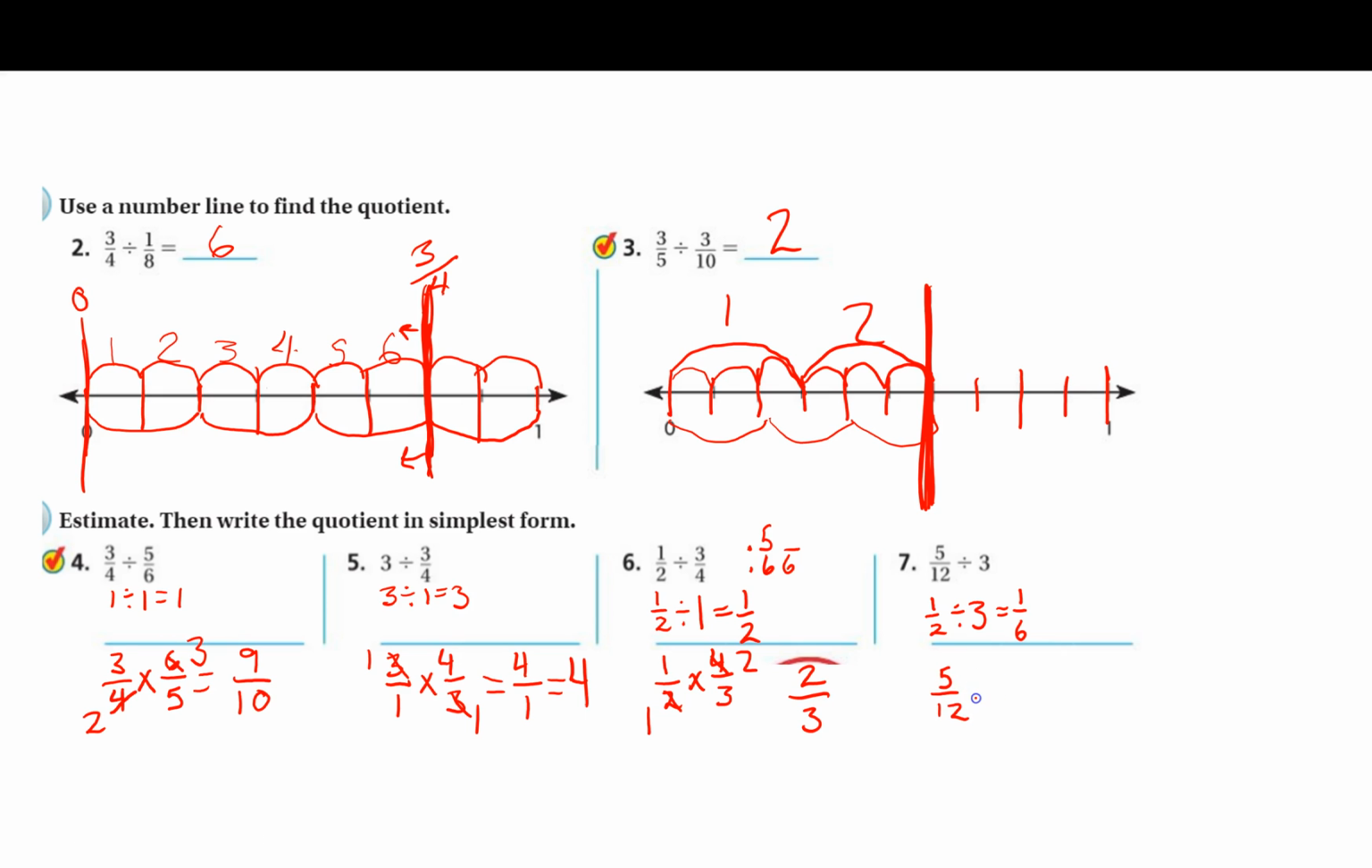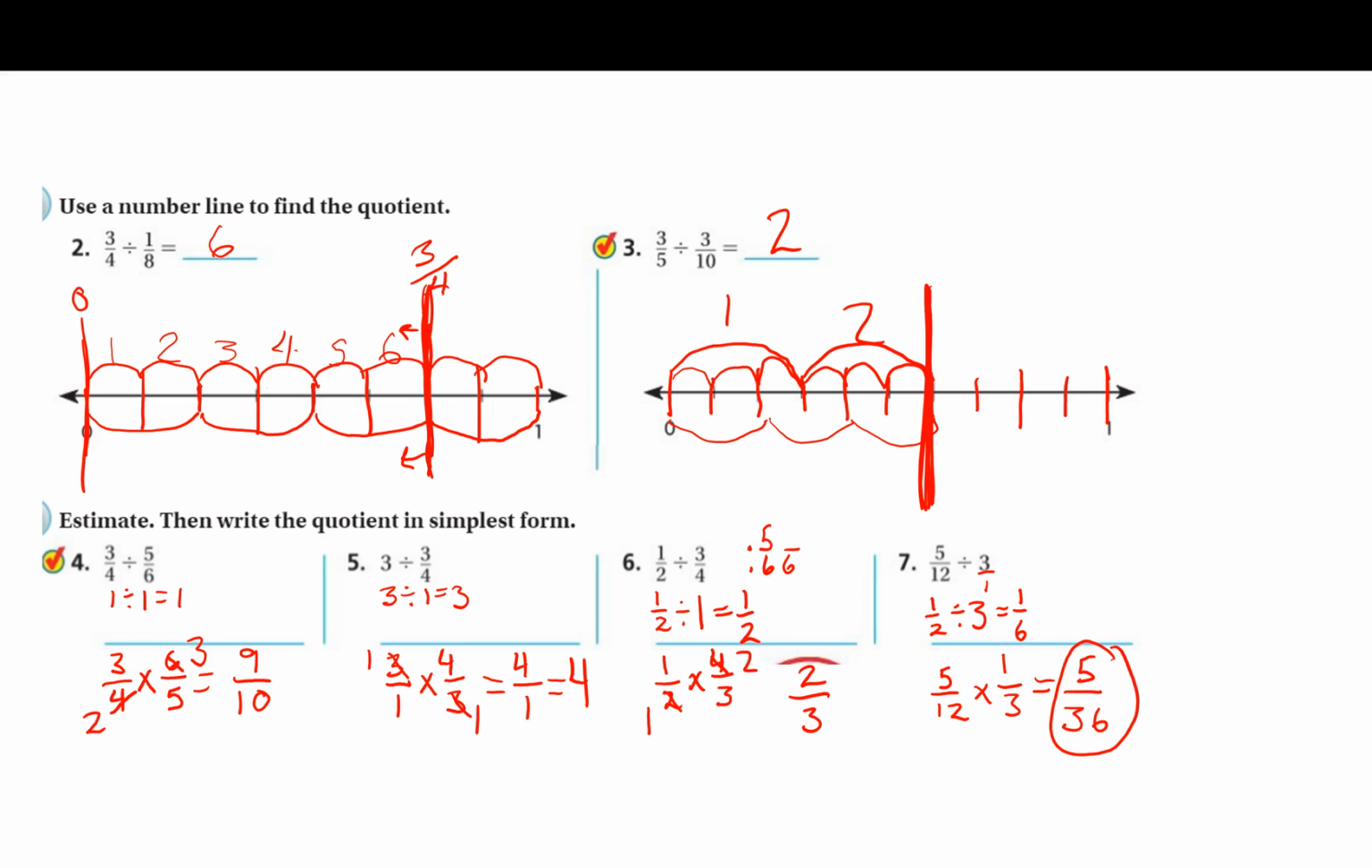5/12, change the division to multiplication. This would be 3 over 1, so I need the reciprocal of that, which would be 1/3. Can't do any cross simplifying. 5/36. Now this is close to 1/6. I know it doesn't look close to 1/6 now, but if this was 6/36, then we could simplify it and it would be exactly 1/6. So this is only 1/36 away from being 1/6. So it is very close to 1/6, but the exact answer is going to be 5/36.